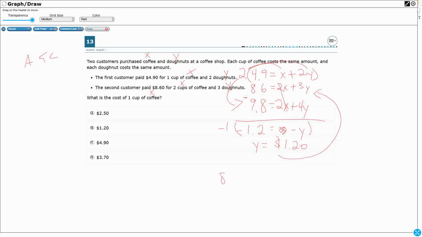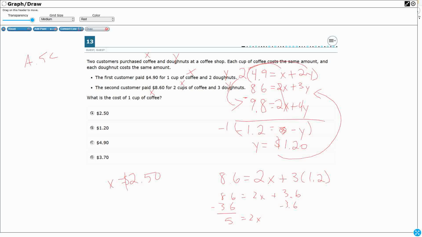Let's say 8.6 equals 2x plus, and then I've got my 3 times 1.2. So that's going to be 8.6 equals 2x plus, that's 3.6. Well, let's just subtract 3.6 from both sides, and you get 5. It's going to be nice and easy. 5 equals 2x, which means x equals 2.50.